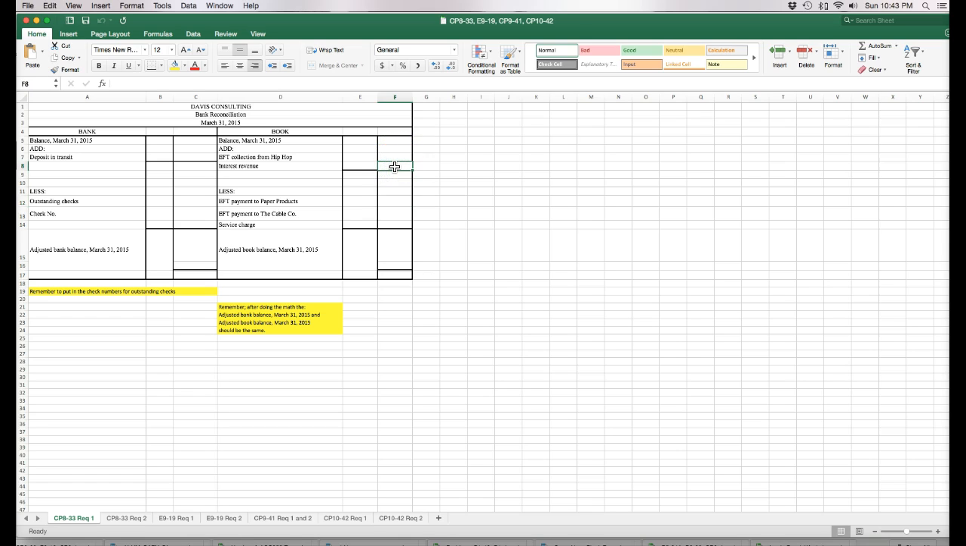Then you have to add any interest revenue, and you're going to come up with a new balance here. Then you're going to subtract any electronic fund payments that you have set up automatically to be sent out to vendors. So those would be, in essence, kind of similar to checks, but you've set it up electronically through the bank to happen on a monthly basis.